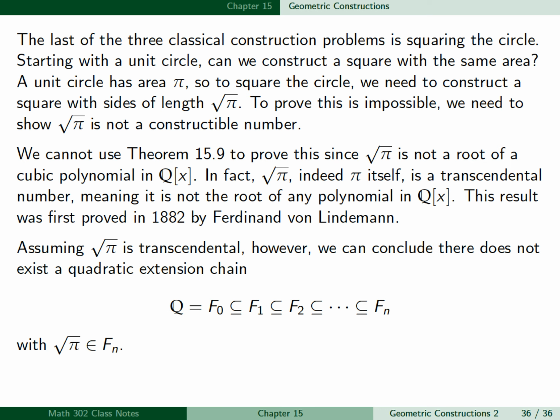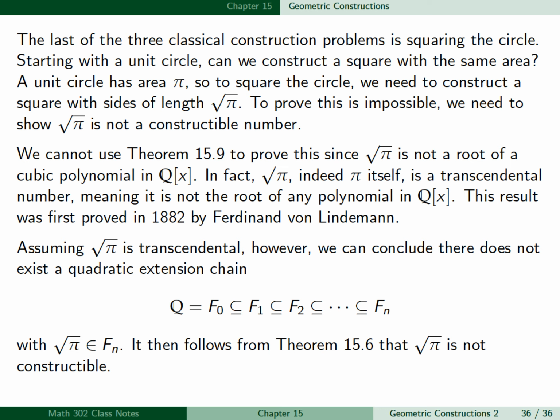Now, assuming square root of pi is transcendental, however, we can conclude there does not exist a quadratic extension chain with square root of pi in F_n. It then follows from theorem 15.6 that square root of pi is not constructible, and thus we cannot square the circle. So this finishes off our 3 classical construction problems. Each of them is impossible.